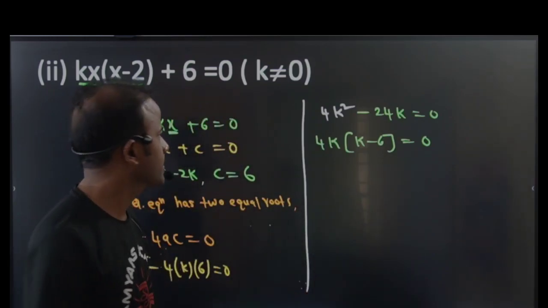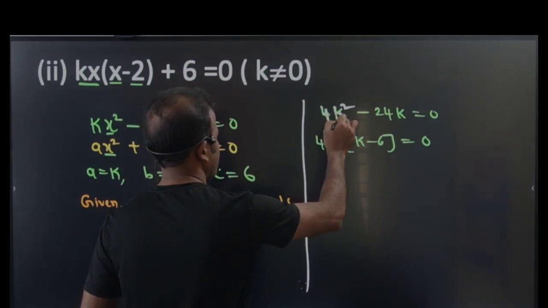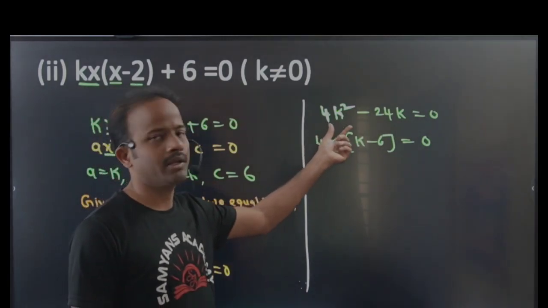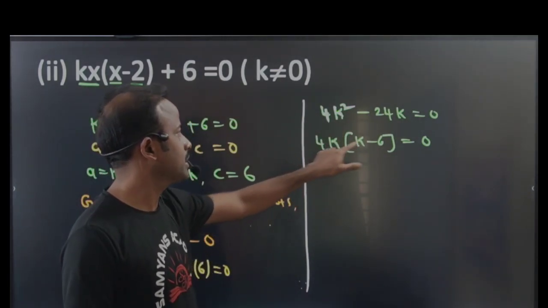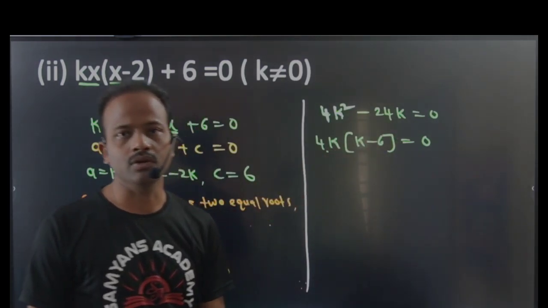Can I write like this? So here 4k square is there, right? 4k square minus 24k equal to 0. So what I am doing here, I am taking 4k as a common. So 4k into k is 4k square. 4k into minus 6 is minus 24k.